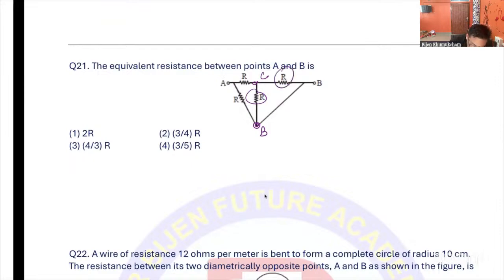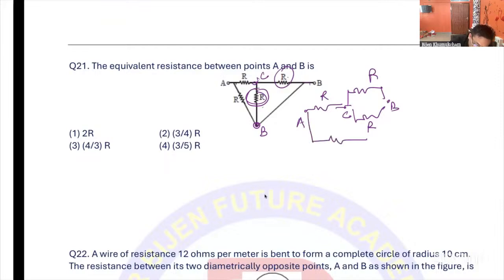Since these are between B and C, these two are in parallel. So C is one junction, B is the other. These are in parallel. Then there are two more resistors: one across A and C, and one across A and B. So these are in parallel, and their value should be R by 2.